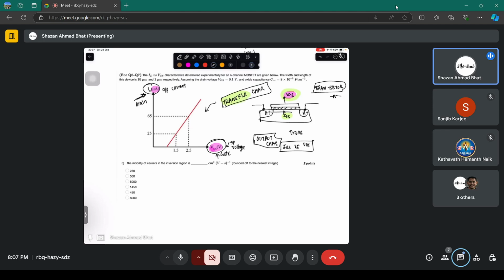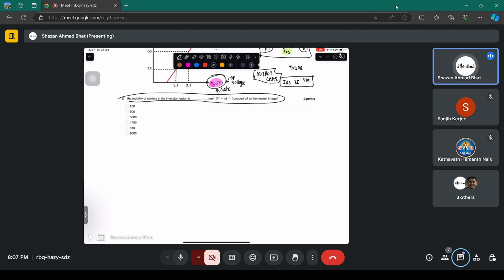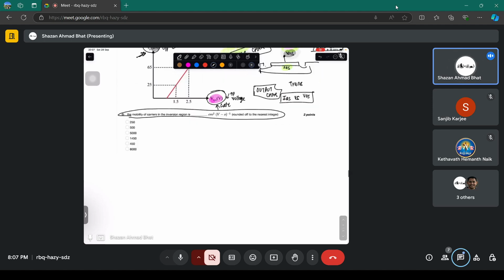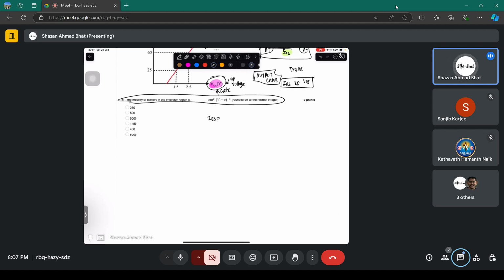Let's leave that. So assuming the drain voltage to be of this value, and given the oxide capacitance, you have to find the mobility of the carriers in the inversion layer. First we need to think about what we are given. We need to find the mobility. Where do we see the mobility? In the drain to source equation, you see mu n Cox W by L times (VGS minus VT) squared minus VDS squared divided by 2. Here is the mobility. Now you just have to compute it using the already given data.